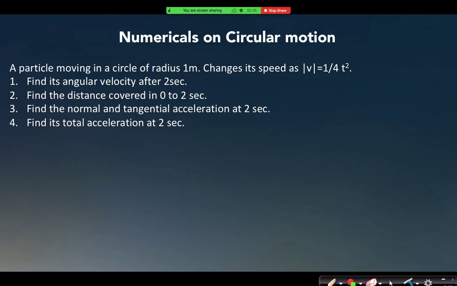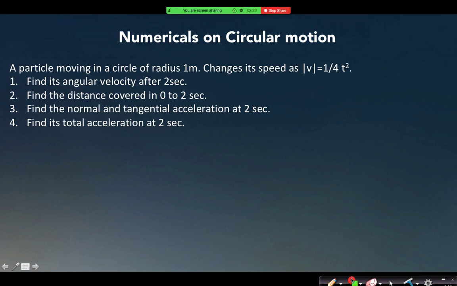So let me start today's class by solving these questions one by one. This question says the particle is moving in a circle of radius 1 meter and changes its speed as mod v is equal to 1 by 4 t square. So this is given the speed as a function of time. Find the angular velocity, distance covered, normal tangential acceleration and total acceleration.